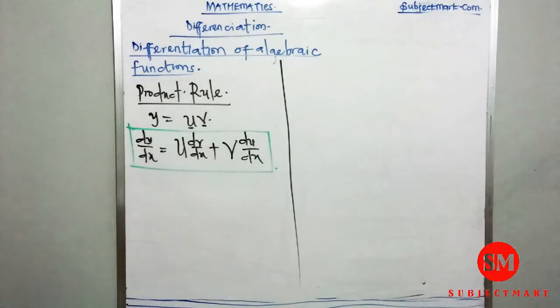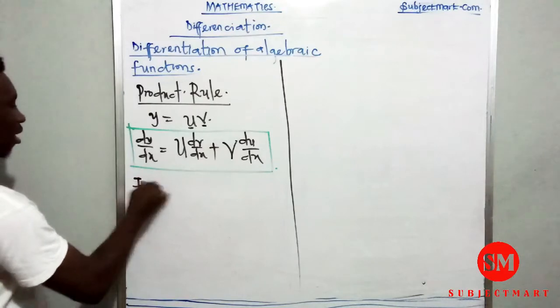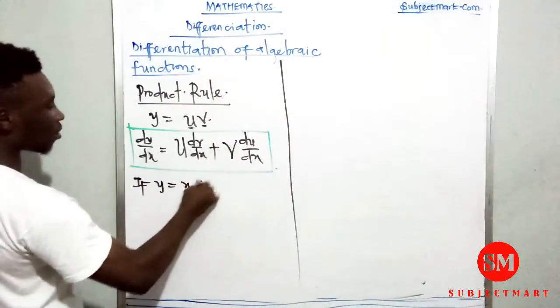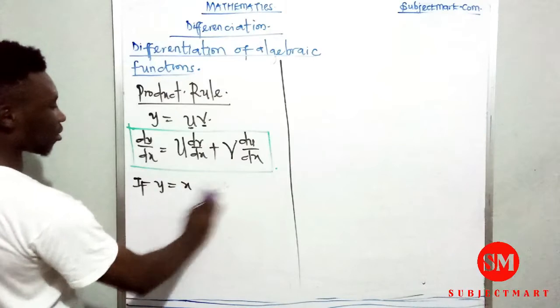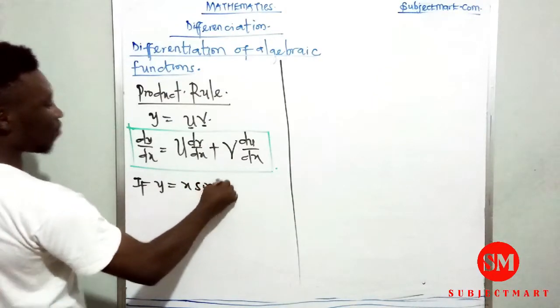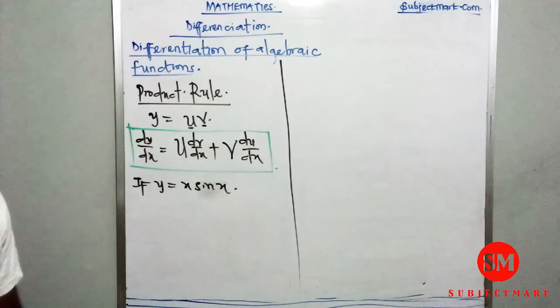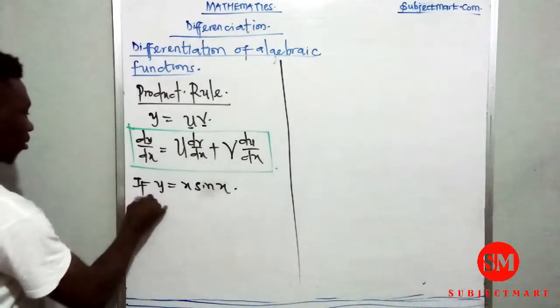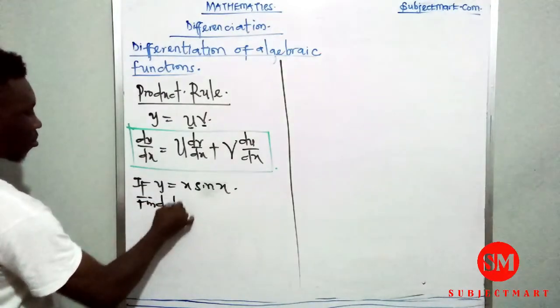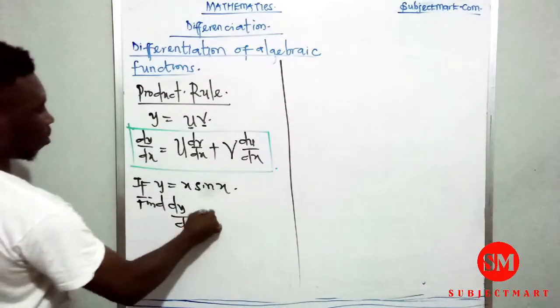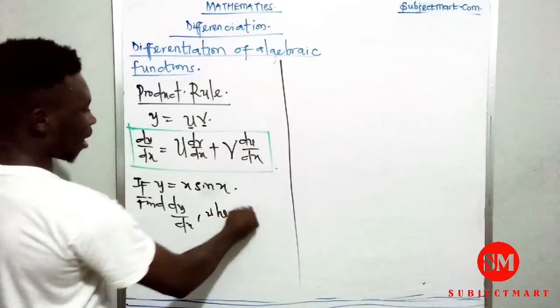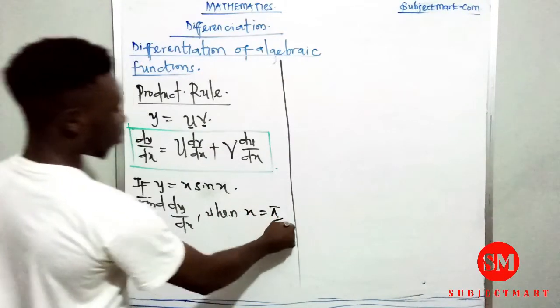So let us take one or two questions to back up what we are trying to say here. It says that if y is equal to x sin x, find dy/dx when x is equal to pi over 2.